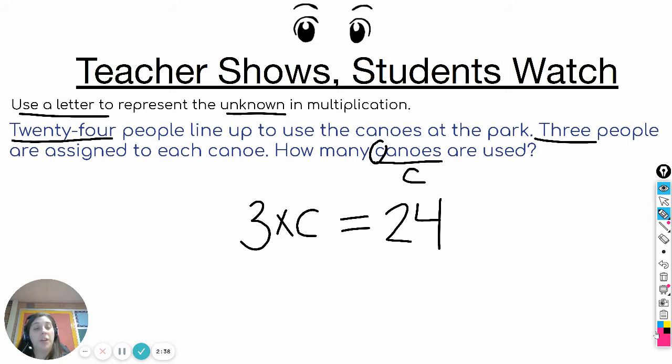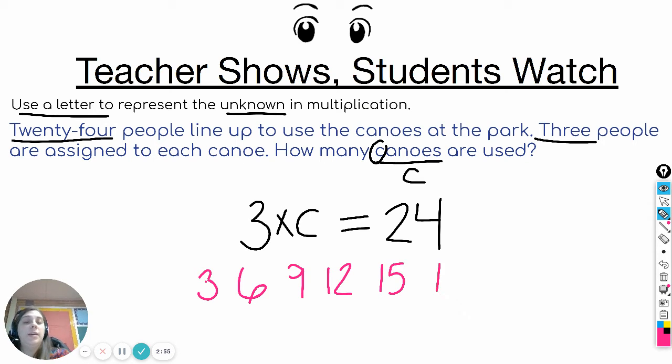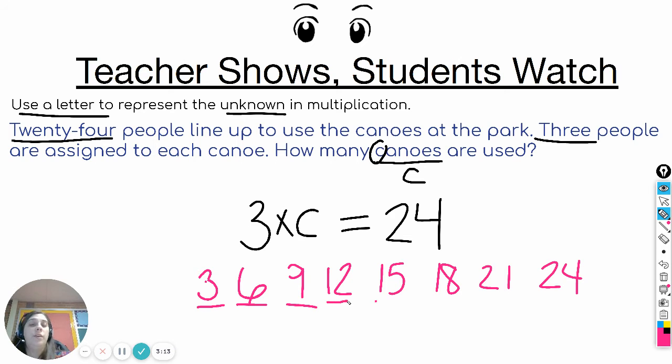So all we're going to do is we're going to skip count by our small number until we get to our big number. So we're going to skip count by 3s until we get to 24. 3, 6, 9, 12, 15, 18, 21, 24. So I skip counted by threes until I got to 24. Now I just need to figure out how many times did I need to skip count. 1, 2, 3, 4, 5, 6, 7, 8. I had to skip count 8 times. So C is 8. Okay? Or you might see it look like this, C equals 8.